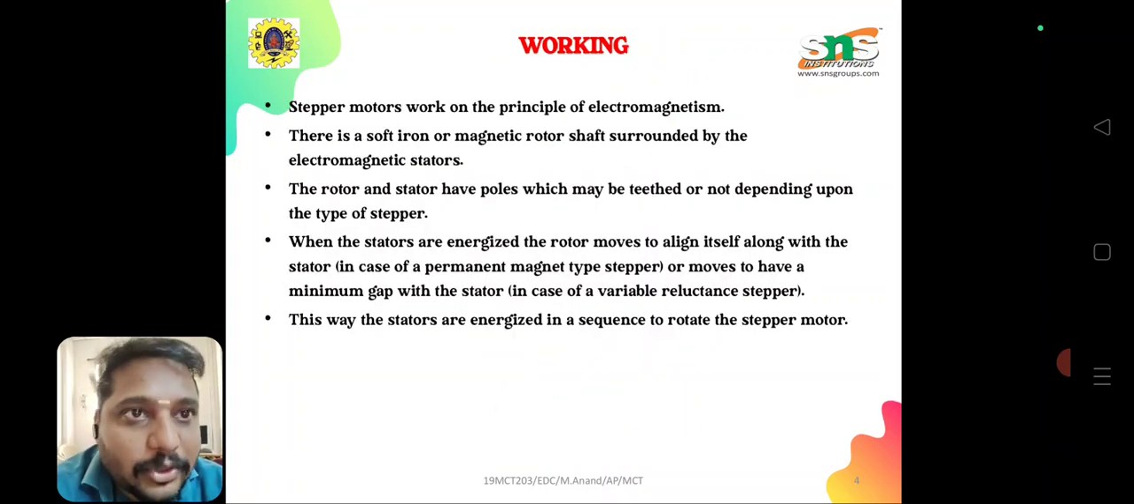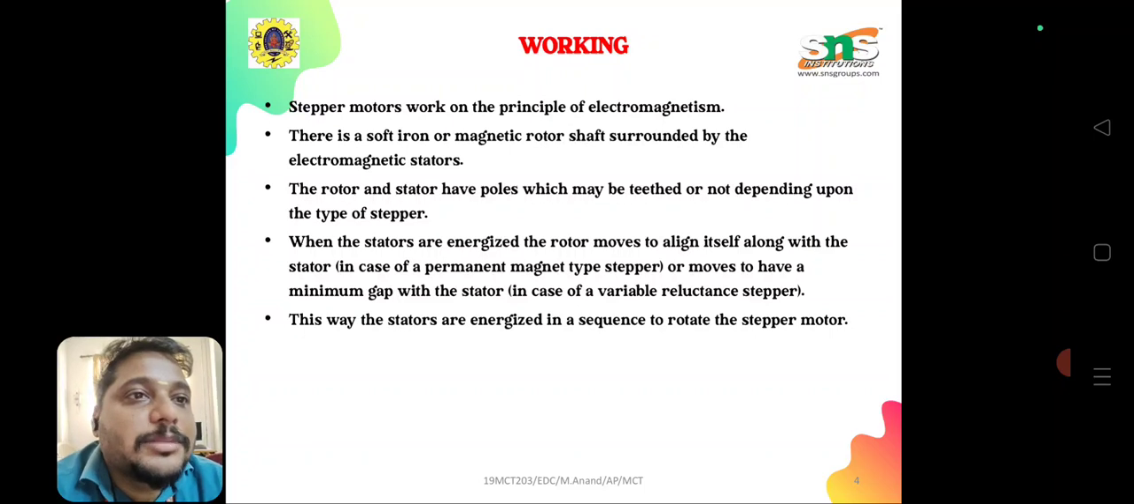Coming to the working, what is the basic principle of the stepper motor? For the AC motor, it is the electromagnetic induction principle. For the DC motor, it is Fleming's left-hand rule as well as Faraday's law. Both working principles come together and are used in the working of the DC motor. But the stepper motor works on the electromechanical principle.